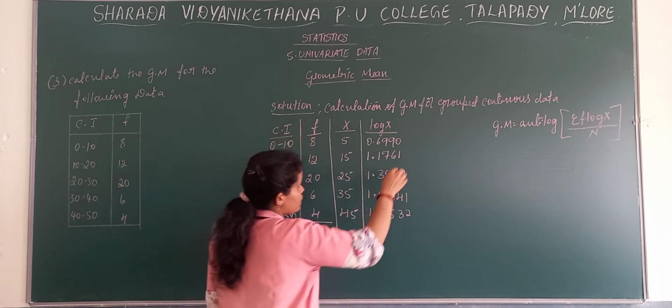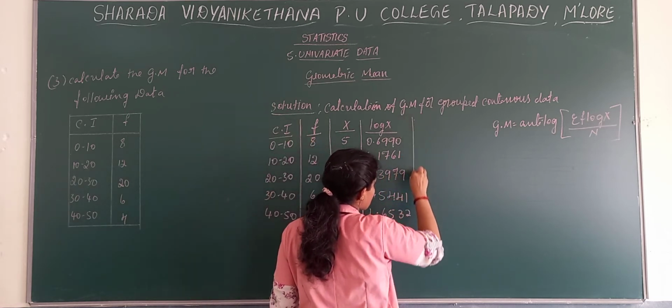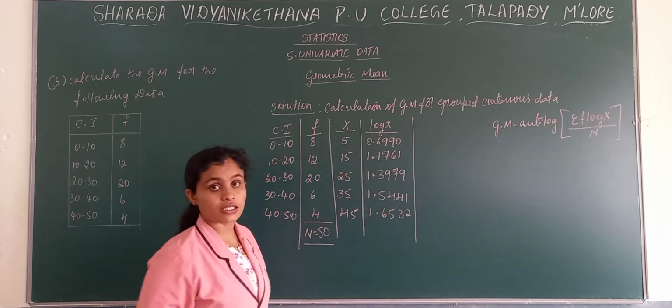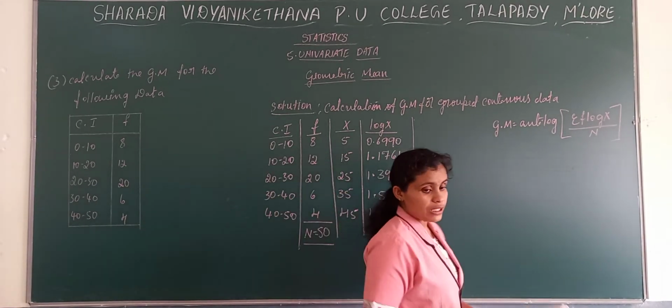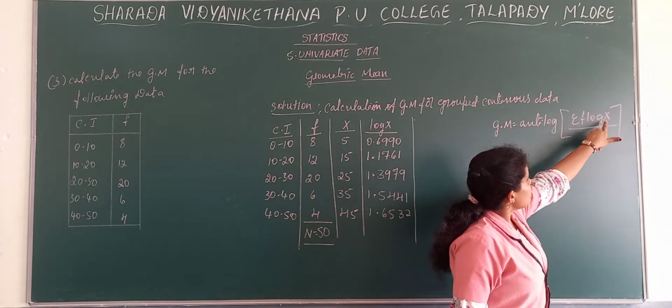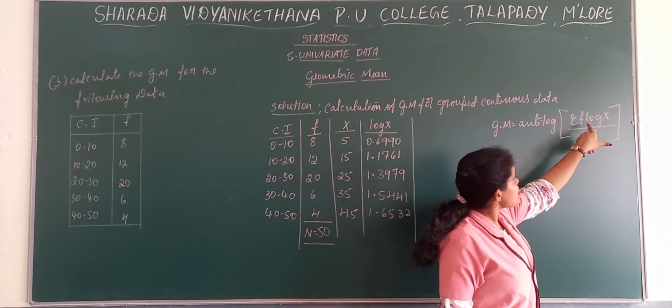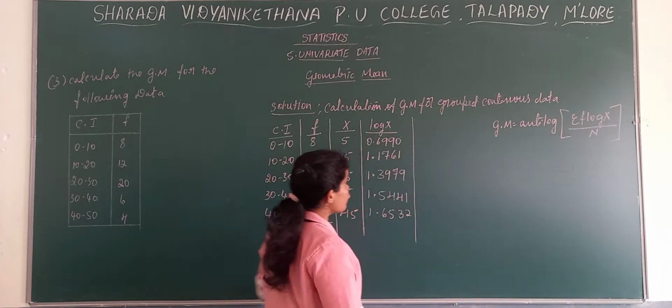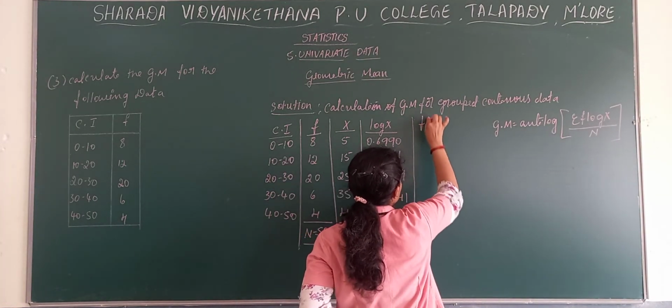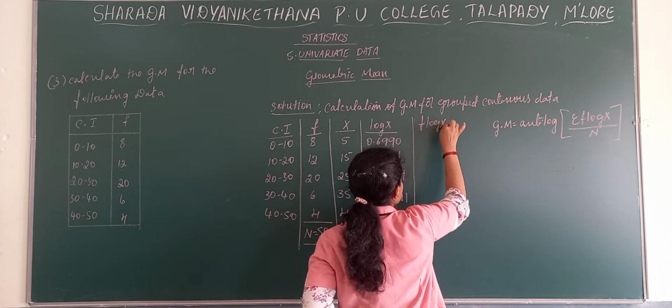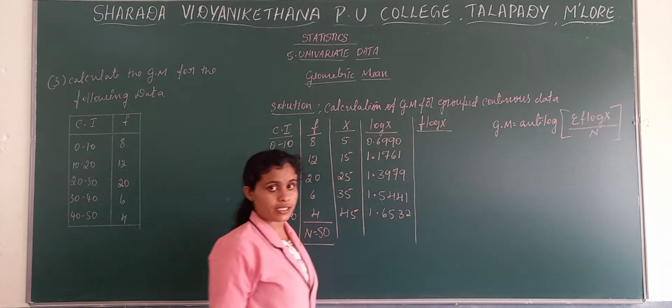You need to draw the table while writing the values. Next we have the table. We have x values and we have taken the log of x. Now multiply with the frequencies, that is f into log x, or we call it f log x.